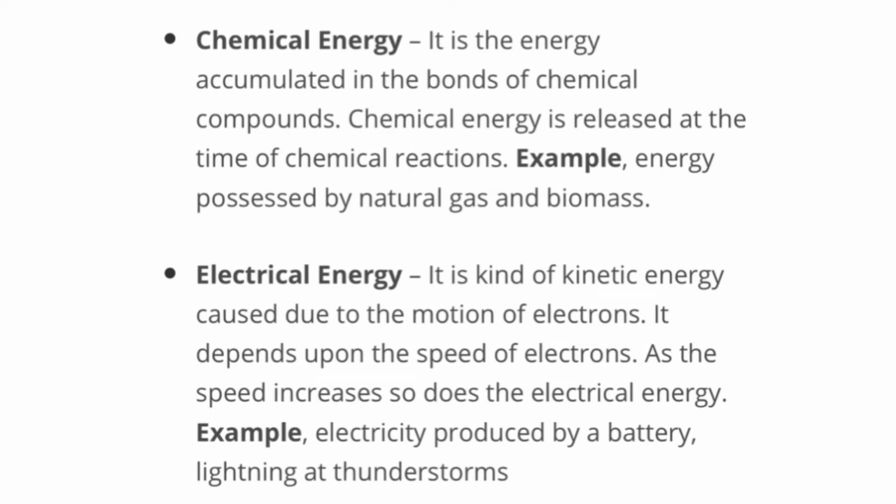We are already familiar with the fourth type of energy, that is the electrical energy. Electrical energy is generated when there is a flow of electrons. Means when the electrons get kinetic energy, electrical energy is produced. Electrical energy is directly proportional to the speed of electrons. For example, electricity produced at the time of battery usage or lightning in a thunderstorm are examples of electrical energy.